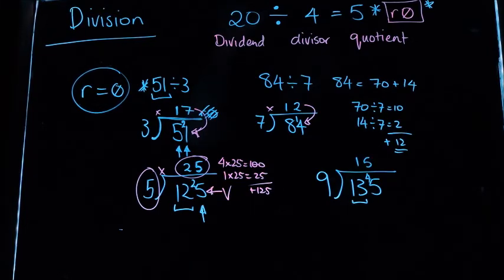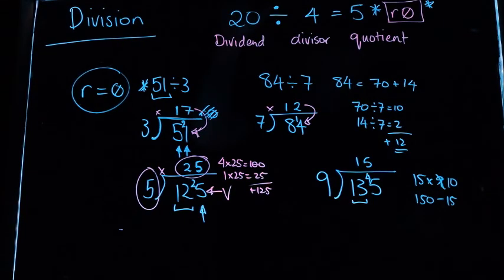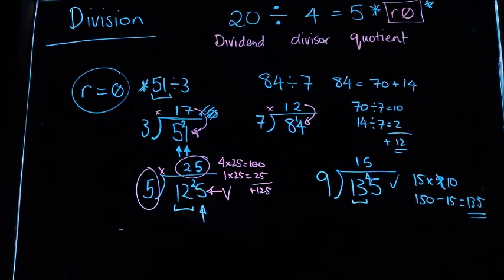Okay, so let's do the quick check. I've got 15 times 9. I'm going to think about that as 15 times 10, which is 150. Subtract 15, and that's equal to 135. Okay, so there we go. So in some ways, I think if we've got no remainder, then there's an easy check that we can apply to make sure that we've always got the right answer.